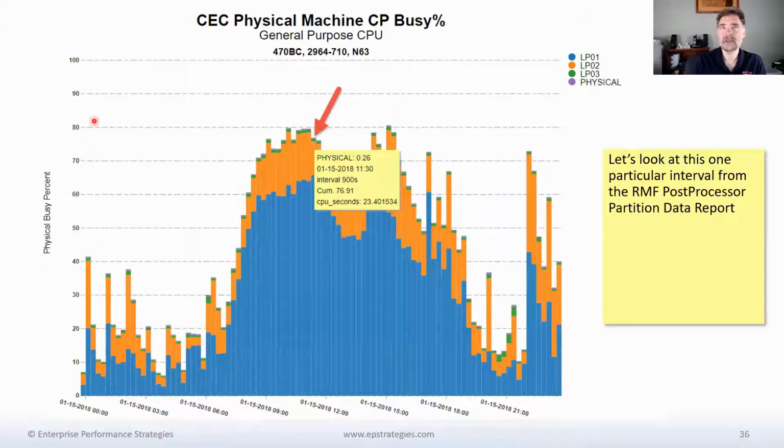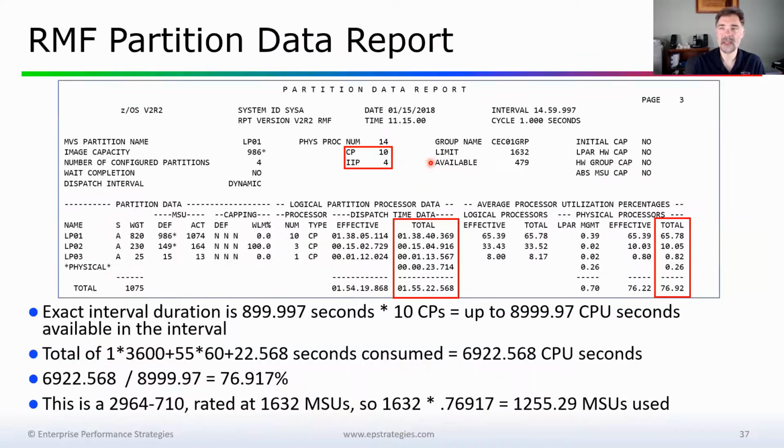So these couple of slides just say if we're going to look at one particular interval from the RMF post-processor report, it's very nice that we look at this in graphical form. If you don't have such a tool to nicely show you this in graphical form over the course of the day, you always have the RMF partition data report or whatever the equivalent in CMF is. And this is what that report looks like for basically that interval of time, okay?